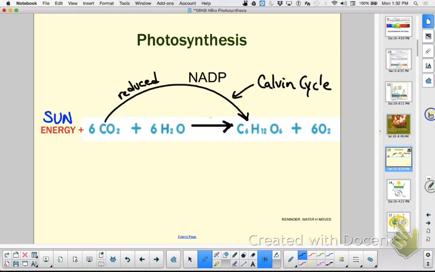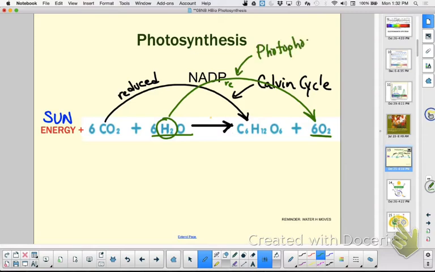And then we have where water, right here, at the very beginning we're going to split water and we're going to temporarily give those hydrogens to NADP in order to reduce it. And when we split water like that, we will be releasing oxygen, and that's going to happen in part 1, and that is called photophosphorylation. And I ran out of room, so sorry. Photophosphorylation.